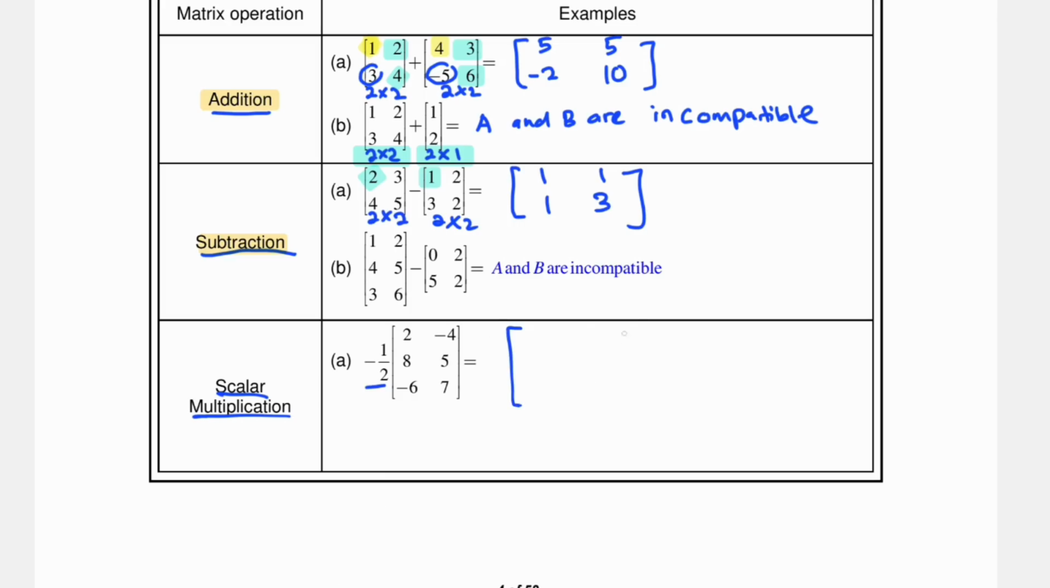So you can just calculate. Negative half multiplied by 2, you get negative 1. Negative half multiplied by negative 4, you get 2. Negative half multiplied by 8, we get negative 4, and so on. So this one you get negative 5/2, 3, and the last one negative 7/2. So that's the final answer.